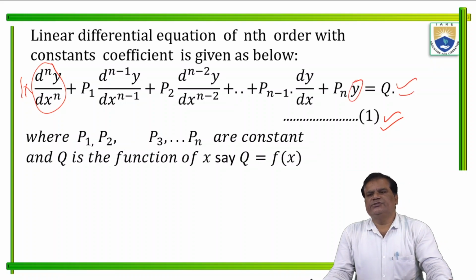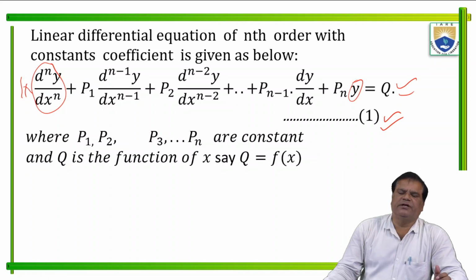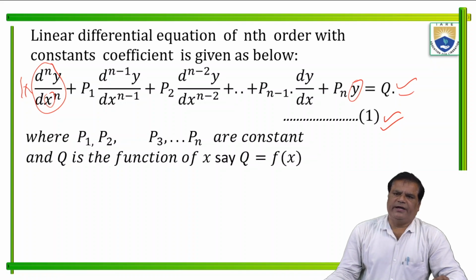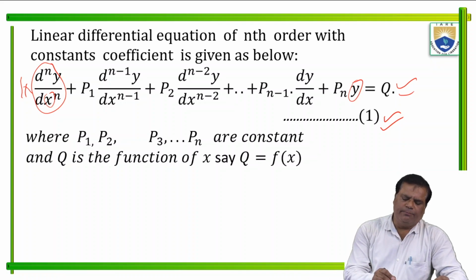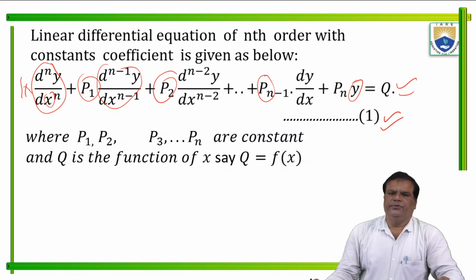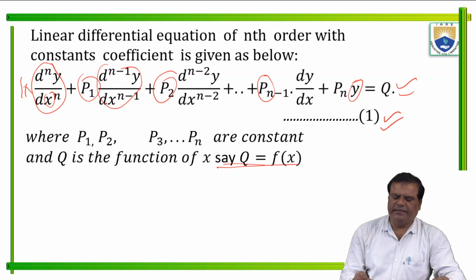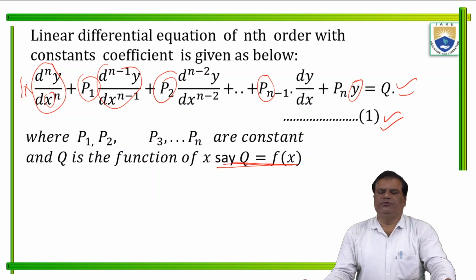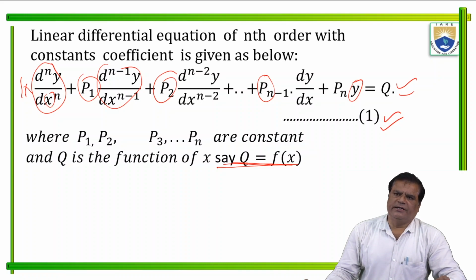The right hand side is some function Q. Q is a function of x here, because in every derivative the independent variable is x. So Q is a function of x here. And multiplied with the derivative in each term are P1, P2, P3 and Pn. These are constant numbers. And Q is a function of x here, say Q equal to f of x. This is known as a linear differential equation of nth order with constant coefficient.